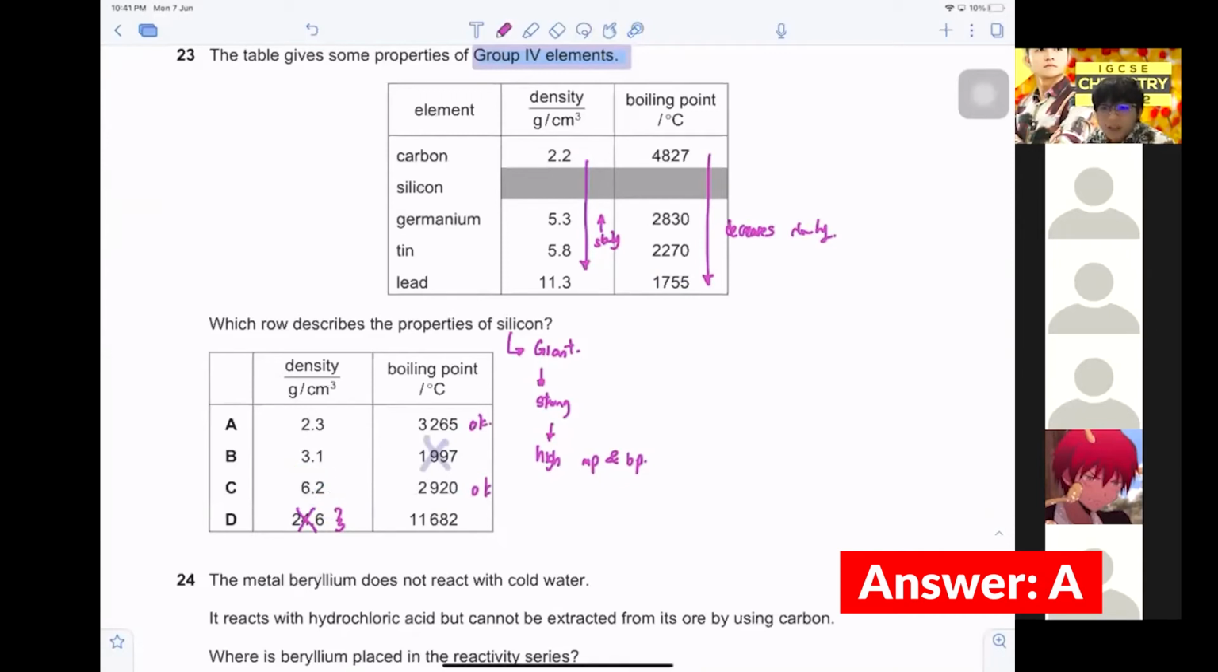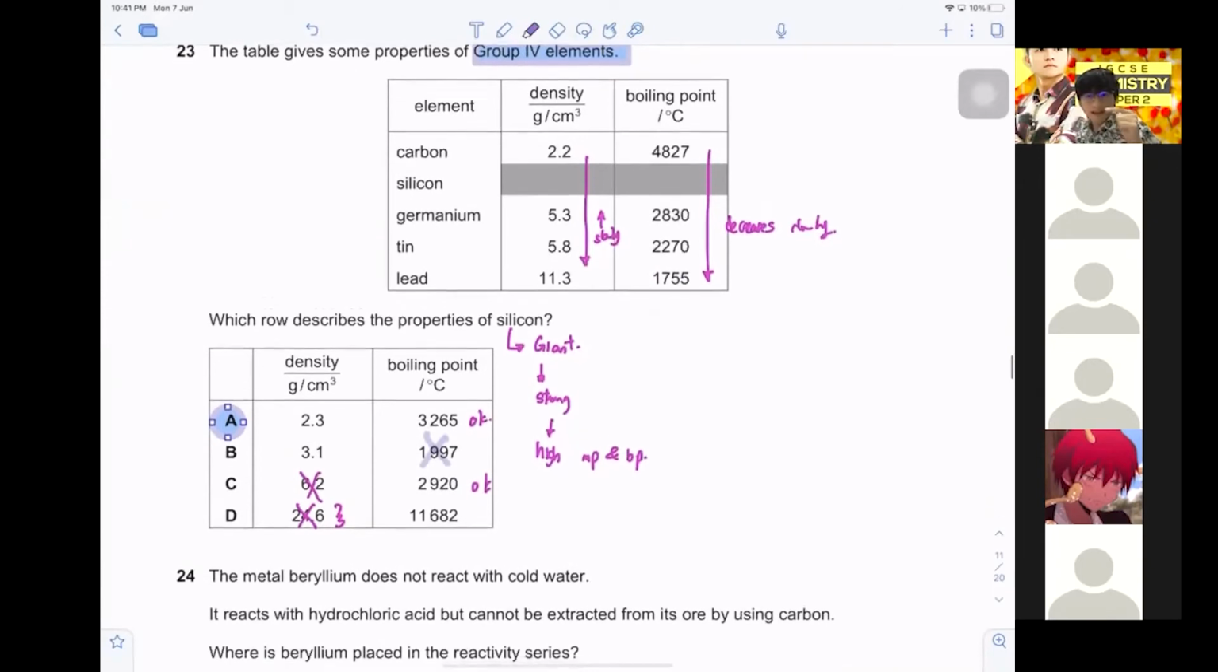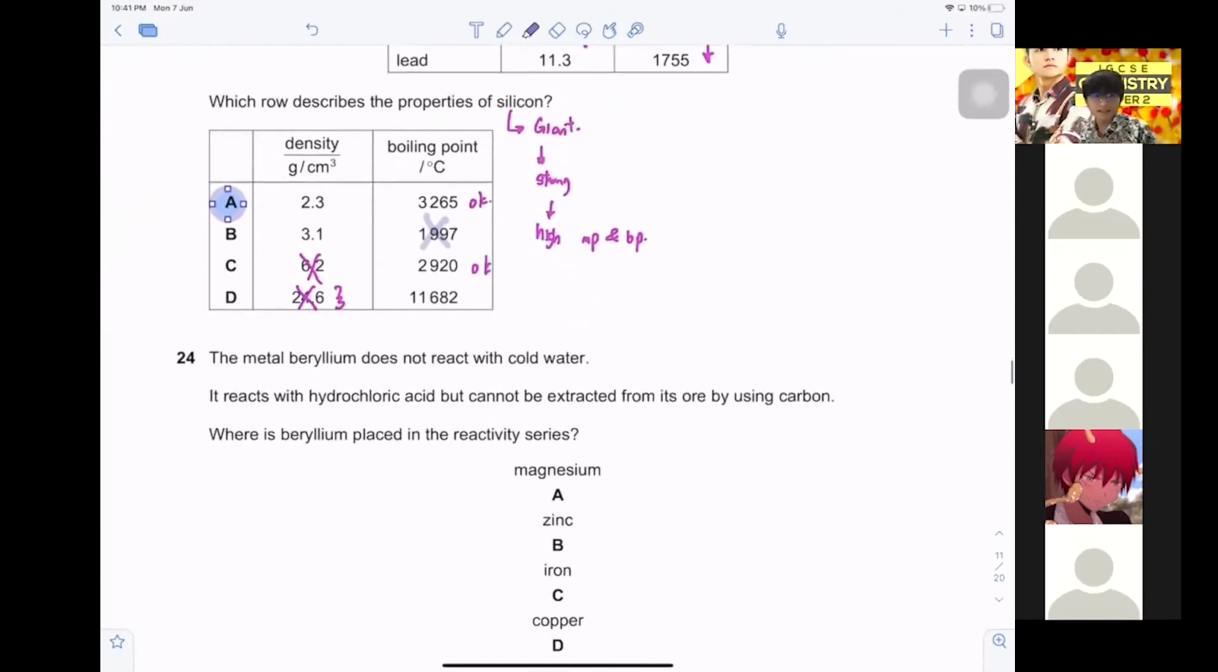Yes, correct. Silicon, diamond, and graphite. In your syllabus, just these 3. Silicon, diamond, graphite are giant. They are super strong. Okay, so they have strong covalent bonds. At the same time, they have high melting and boiling points. Okay, so let's move on.